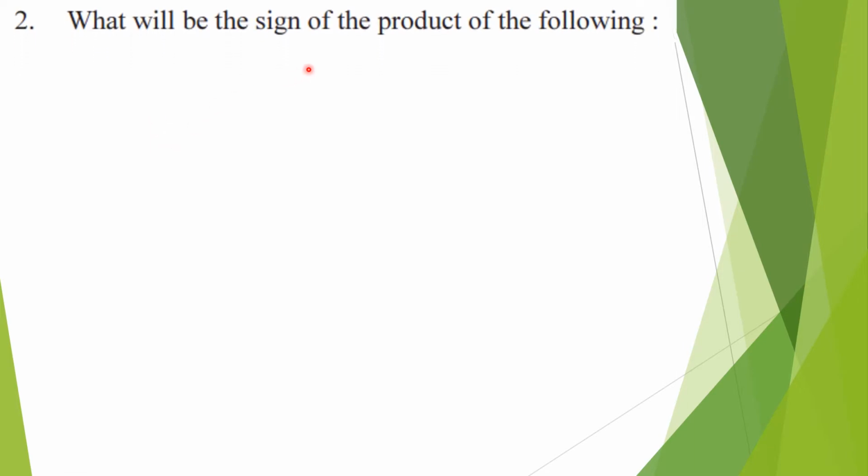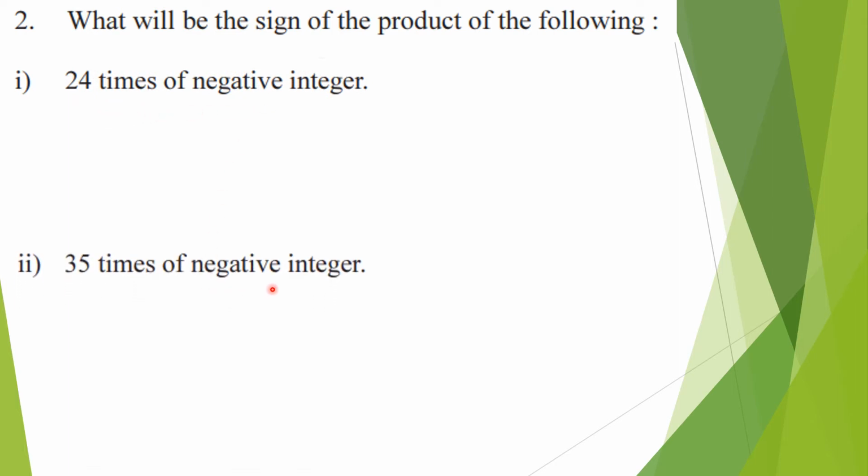Question number 2. What will be the sign of the product of the following? They gave 24 times a negative integer and 35 times a negative integer. Already we discussed that if a negative integer is multiplied an even number of times, the product is positive. If it is multiplied an odd number of times, the product is negative.